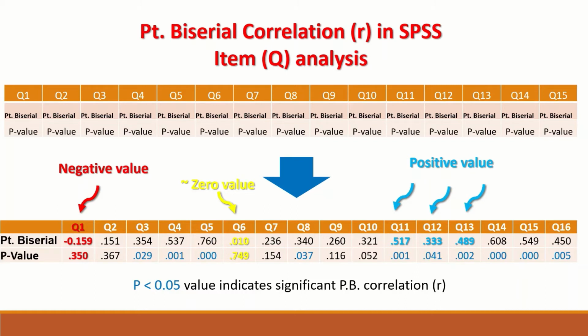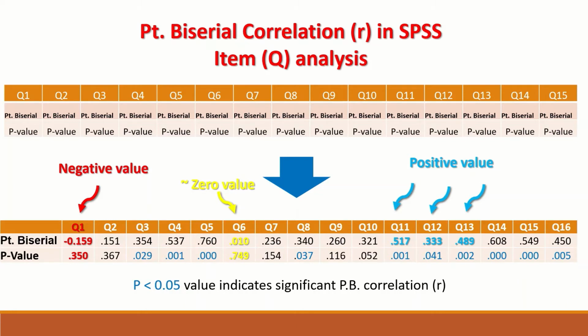If we look at question number 6, which is labeled yellow, we can see the value for the coefficient, the R, is close to 0 and the p-value is very high. So this question is not discriminating between high and low students. It is close to 0 and is considered a bad question, and it is required to be either modified or omitted from the exam.